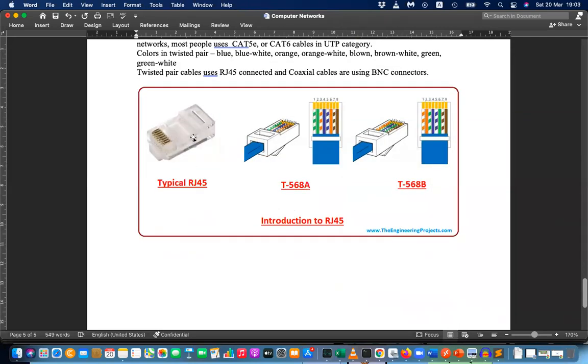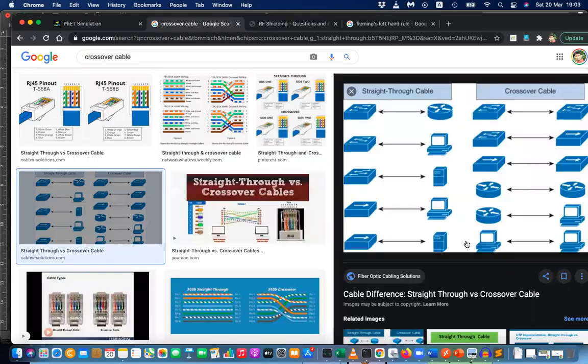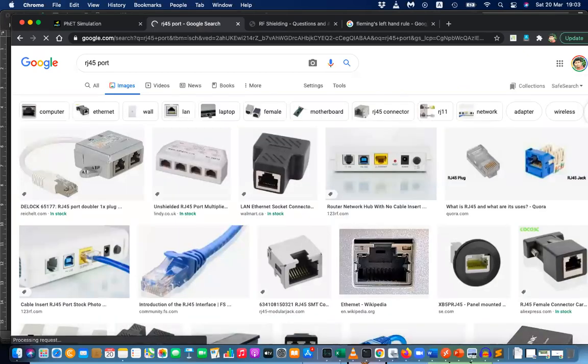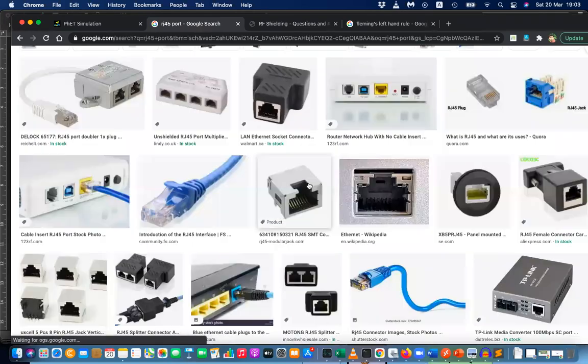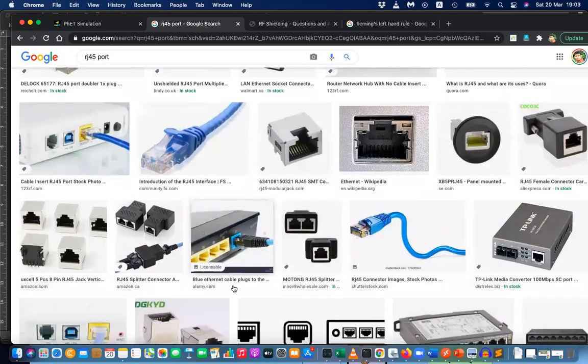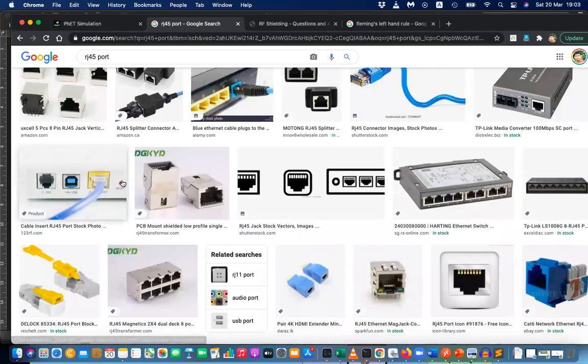So this is the twisted pair RJ45 connector. And I want to show the RJ45 port also. You know the port is the place where the connector is connected, right? Port is the place where the connector is connected. You can see here, port is the place where this RJ45 wire is connected.